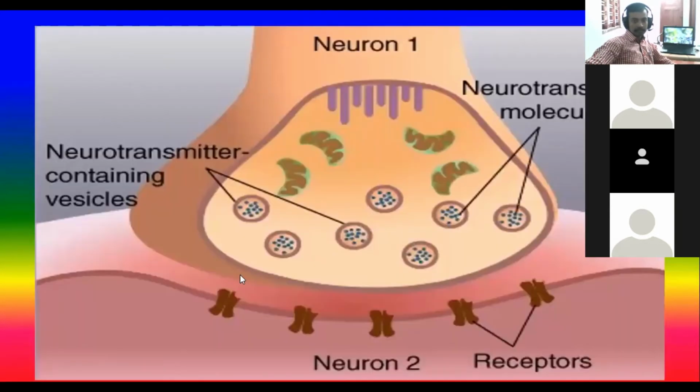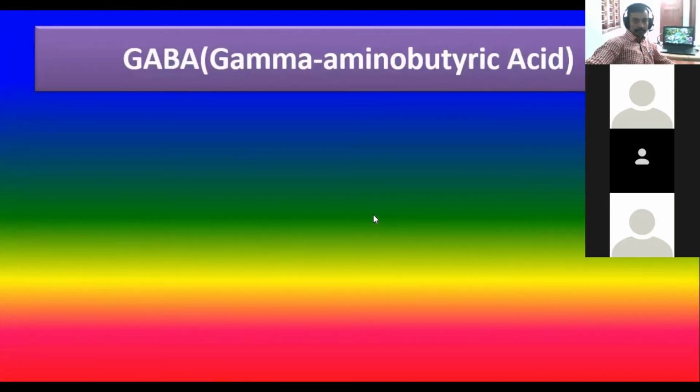Look at this picture for clear understanding. This is the synapse, the end of the neuron. This is neuron 2, neuron 1, the receptors, the transmitter-containing vesicles. Look at this, it transmits through the chemical messenger to the next neuron. Then GABA, gamma-aminobutyric acid. We will learn the details, their chemical structures, etc., in biochemistry, okay?